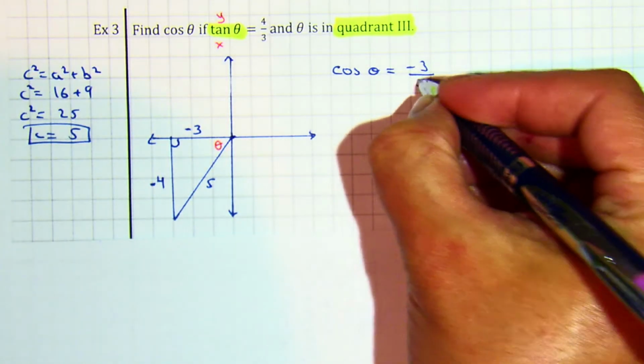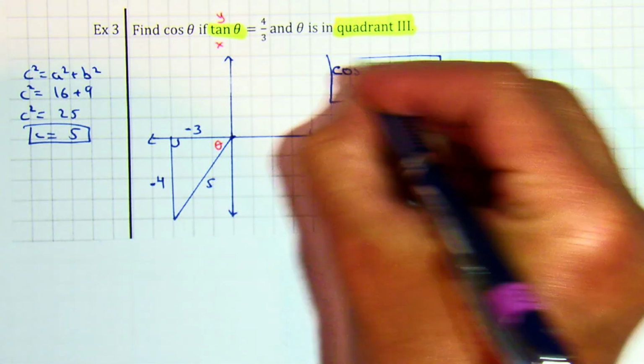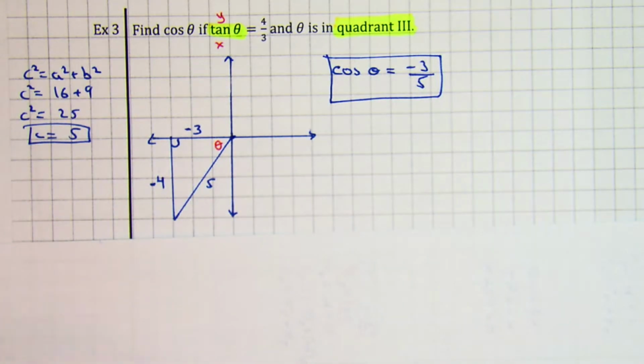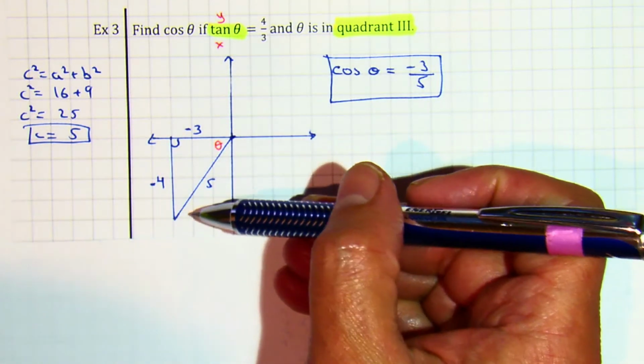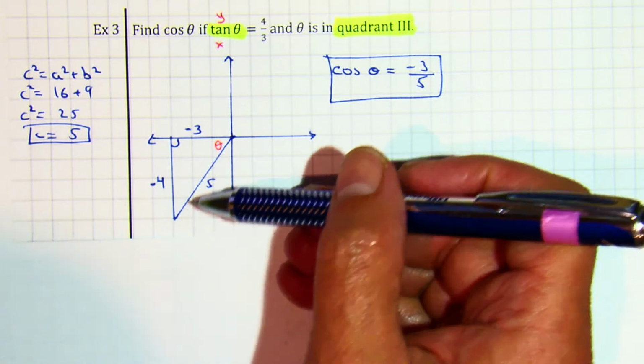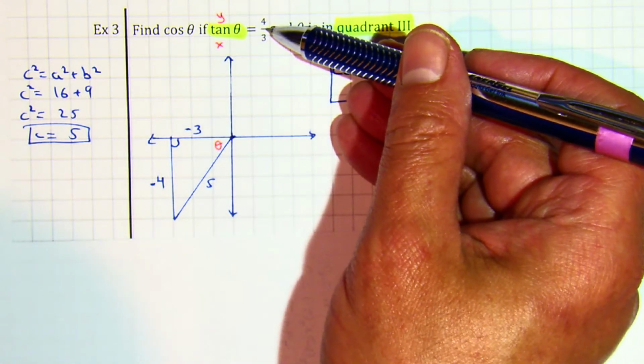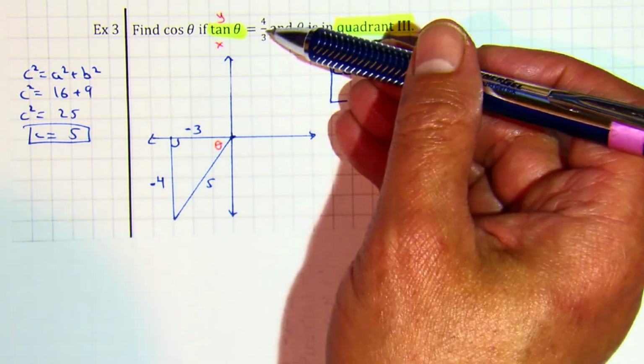So therefore, that's it. Now remember that sketching your angle is essential. And the reason that this is positive is because a negative divided by negative gives you a positive.